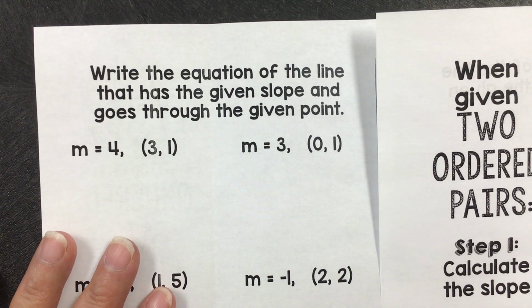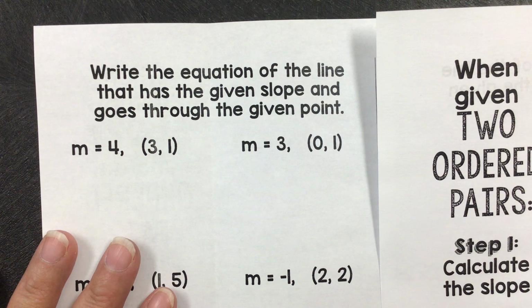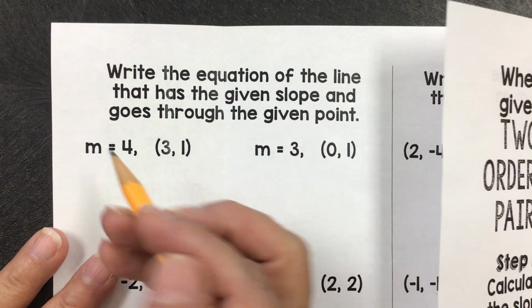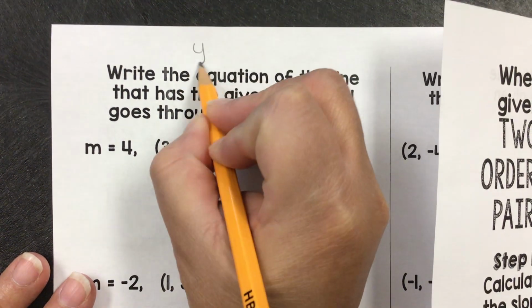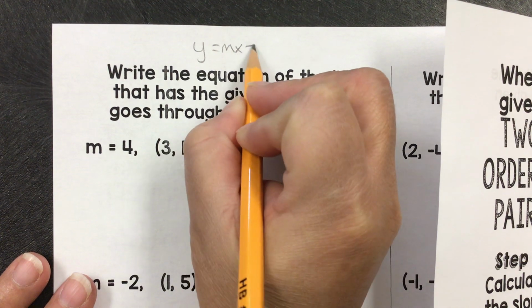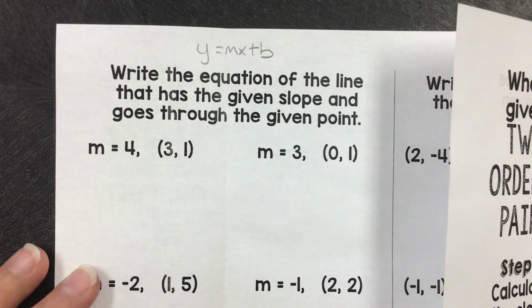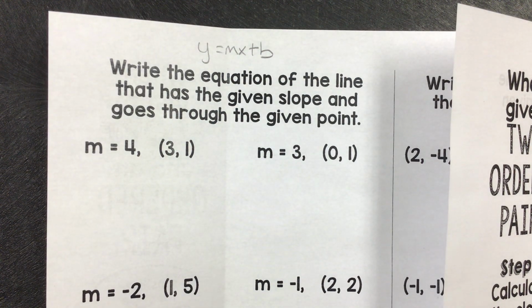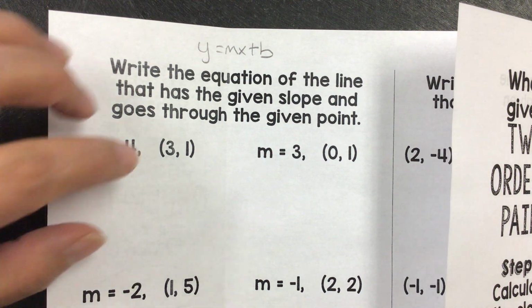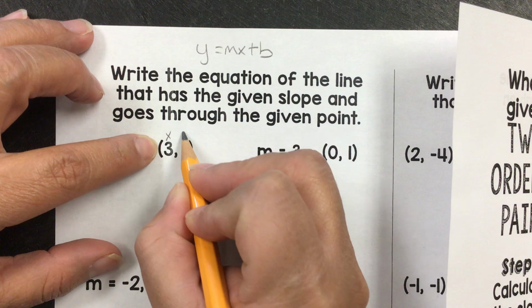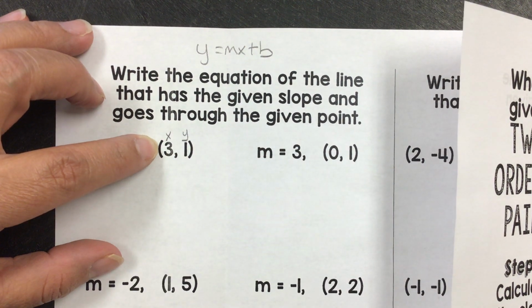The instructions will be: write the equation of the line that passes through the given slope and the given points. And so we have the equation y is equal to mx plus b. We're going to write it a couple of times just to make sure that you're okay, but after a while we won't keep writing it. This is an x value and this is a y value.